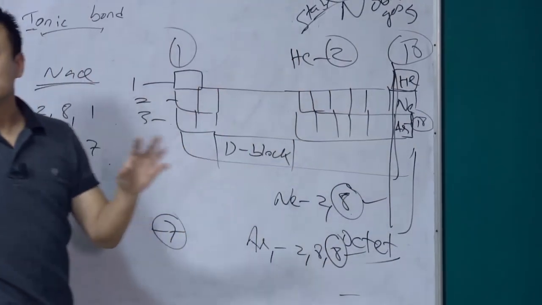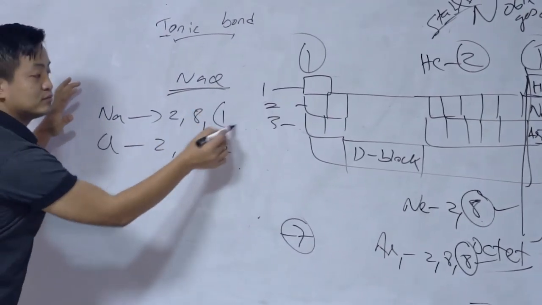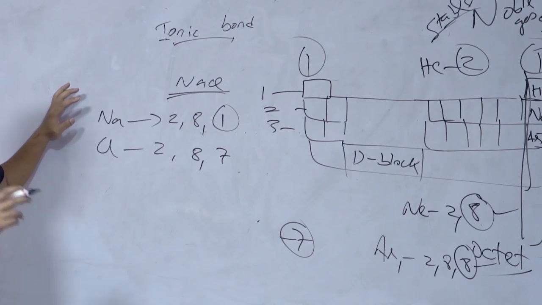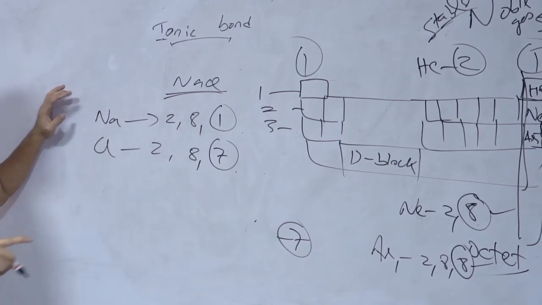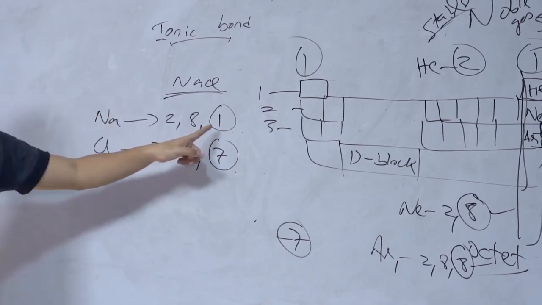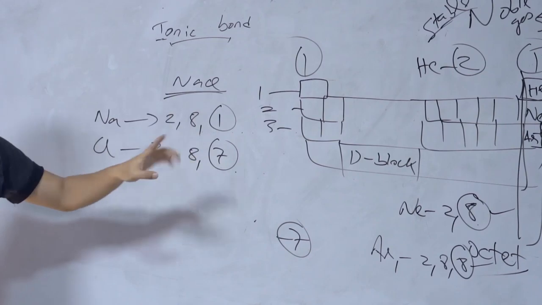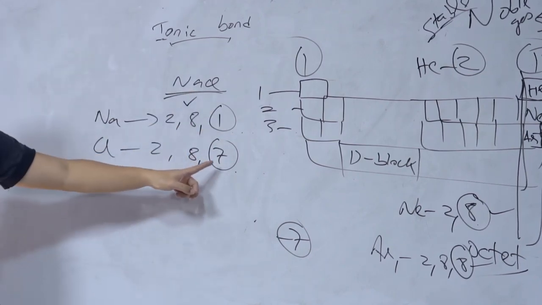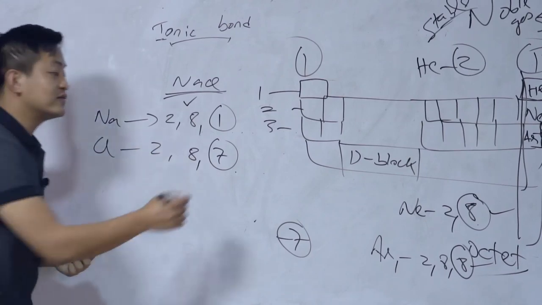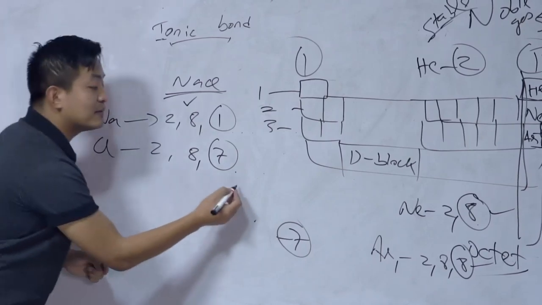So all these elements try to become like this group, to become settled. Now when we look here, sodium's outermost shell is 1. Chlorine's is 7. So sodium wants to throw away this one electron so badly, because by throwing it, he will complete the goal. Chlorine needs 1 very badly, because if he gets 1, he will become 8.